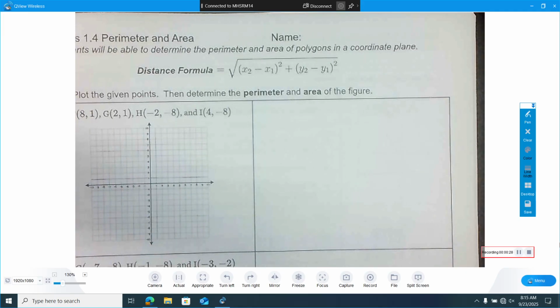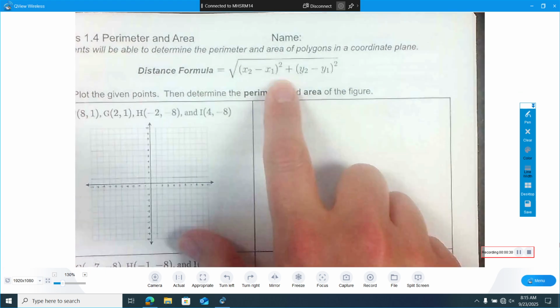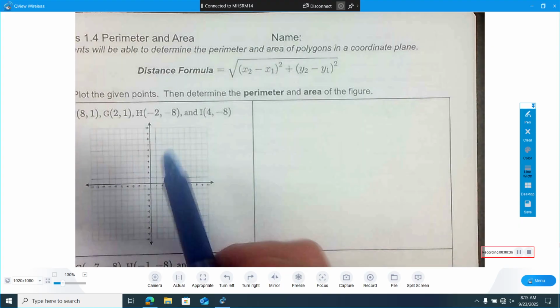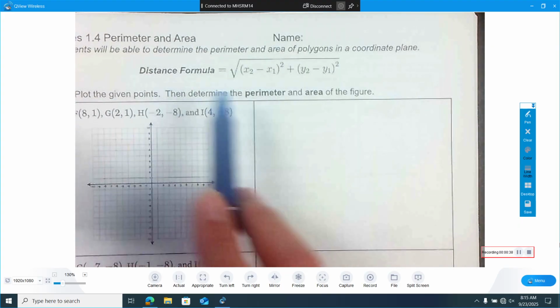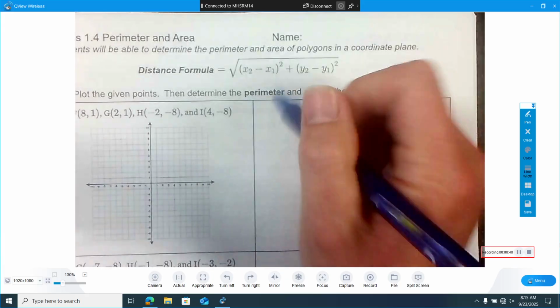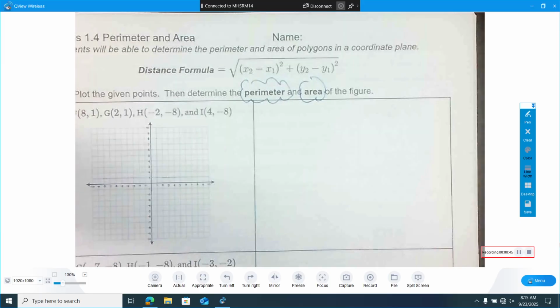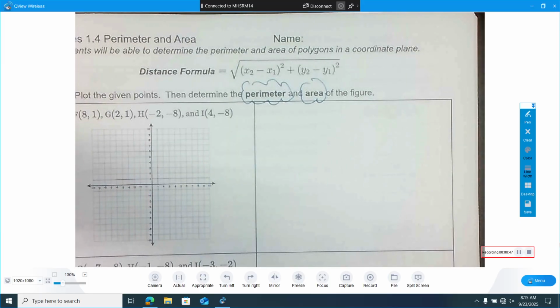We're going to use the distance formula, which I put on there for you, the big giant square root formula. And we're going to plot the given points and then determine the perimeter and area of the figures indicated. The directions might not be exactly the same on Delta Math. I think it might just be perimeter on Delta Math, which is fine, but I thought we could review a little bit of area too for some of these, so we're going to do that.